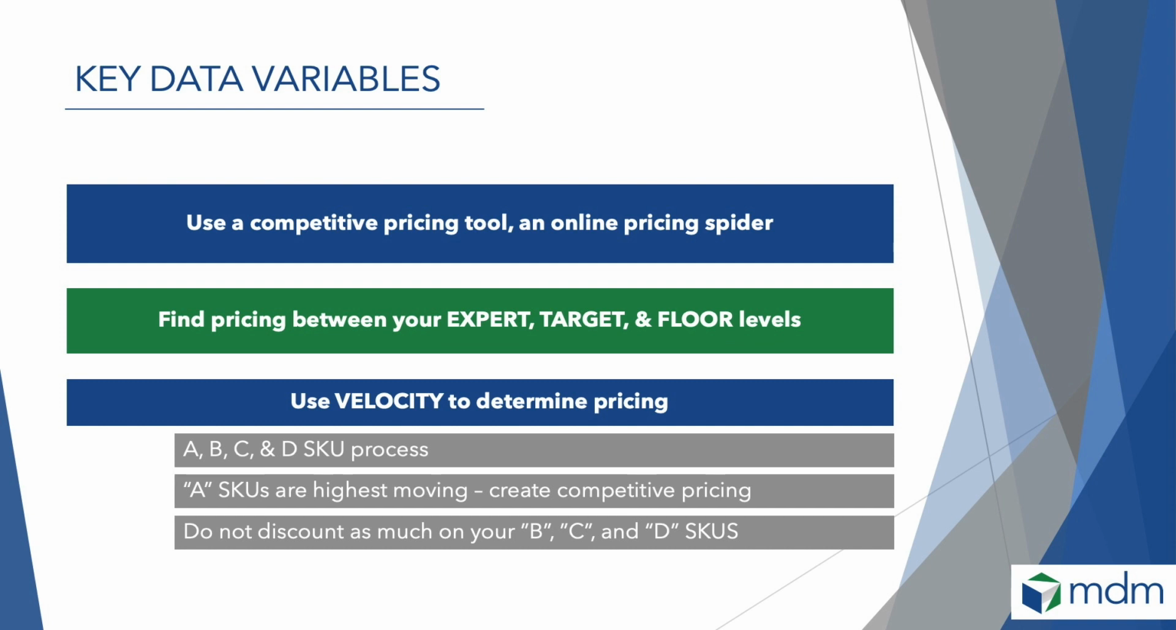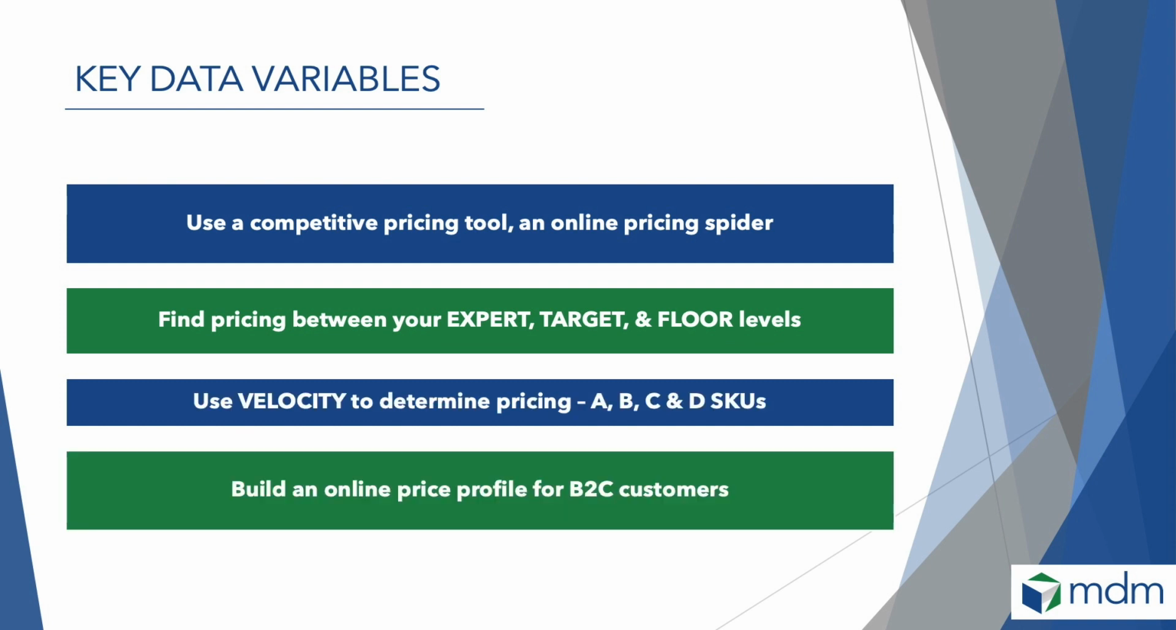The last thing that I think you really have to do is build an online price profile for B2C customers. You have to take all the intelligence we talked about, use the variables of the spider, the expert, target, floor, the ABCD process, and build a competitive price profile for people that are coming on the web to find your products. If you can build that price profile with a partner like PROS or yourself, you can win online.